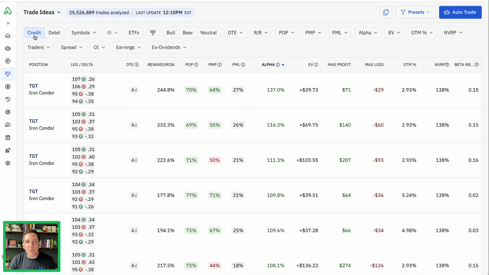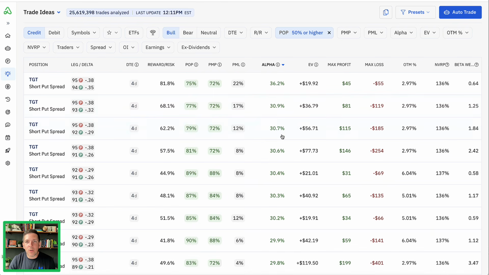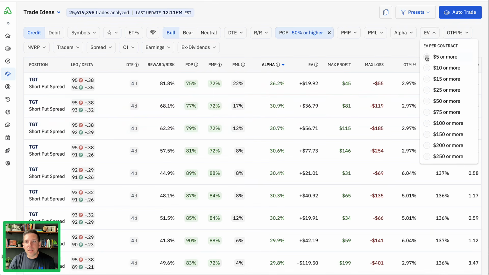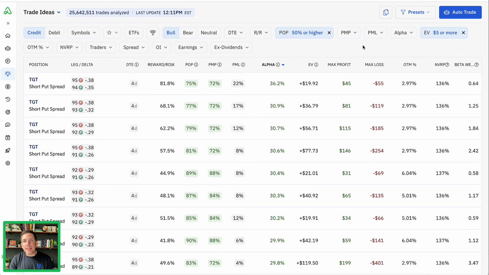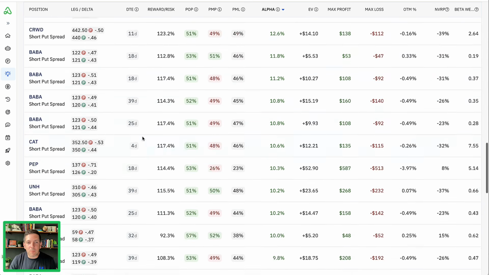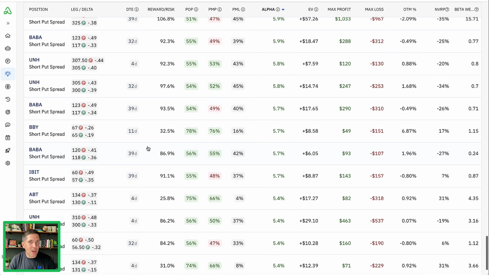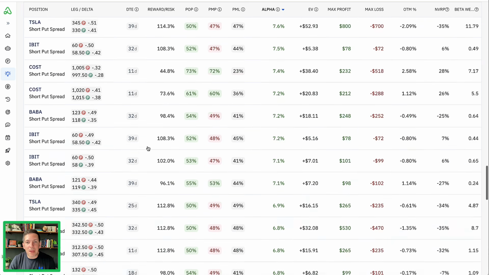So you could do something like this where you go into Trade Ideas, you have a credit, and then you say, okay, I only want bullish positions, and I want positions that have a probability of profit over 50% and an expected value of $5 or more. Just literally doing that, and I'll give you a link that you can run this yourself below the video here. Doing that right now gives you a very targeted list of potential trade ideas that you can go through, right? And we can just sort of whittle and filter this down a little bit more. And this will change every single minute because we're recalculating this stuff every single minute.